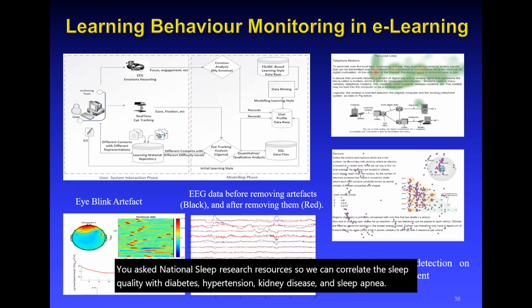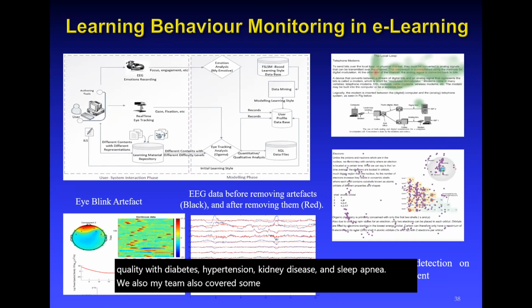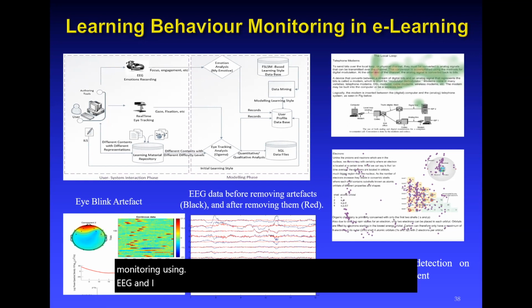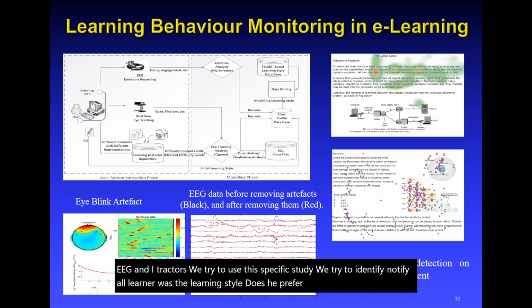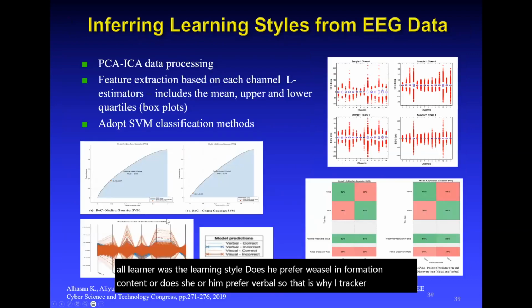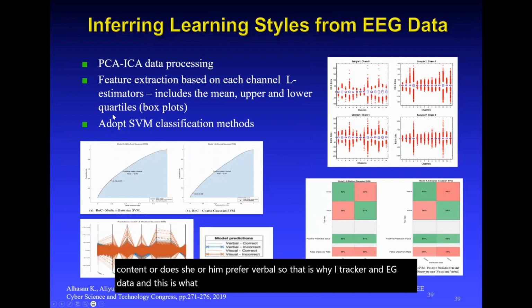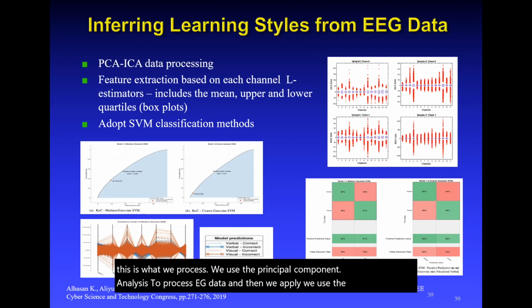We also, my team also carried out some research on learning behavior monitoring using EEG and eye trackers. In this specific study, we try to identify the learner's learning style. Does he prefer visual information content, or does she or he prefer verbal? So that is eye tracker and EEG data, and this is what we process. We use principal component analysis to process the EEG data, and then we use the box plot from the different channels of EEG to extract features and apply the SVM classification method.